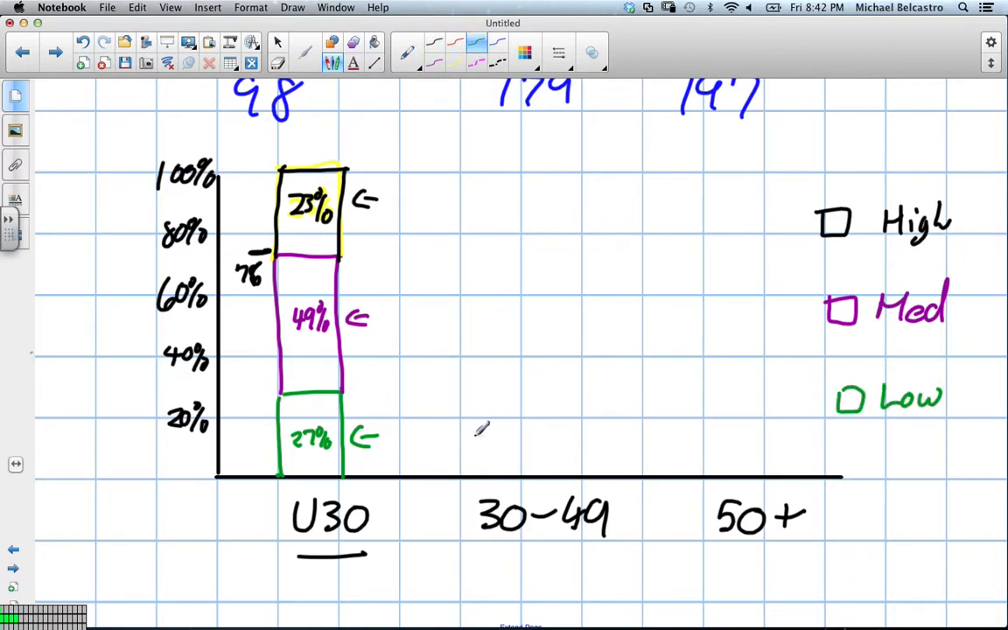Okay? So we can look at this and go, look, a lot of people fell in the medium area under 30 in terms of percentage. And high and low were almost the same percentages, either a little more under low than high. But that's what that stacked bar graph does. Now we would compare another stacked bar graph.